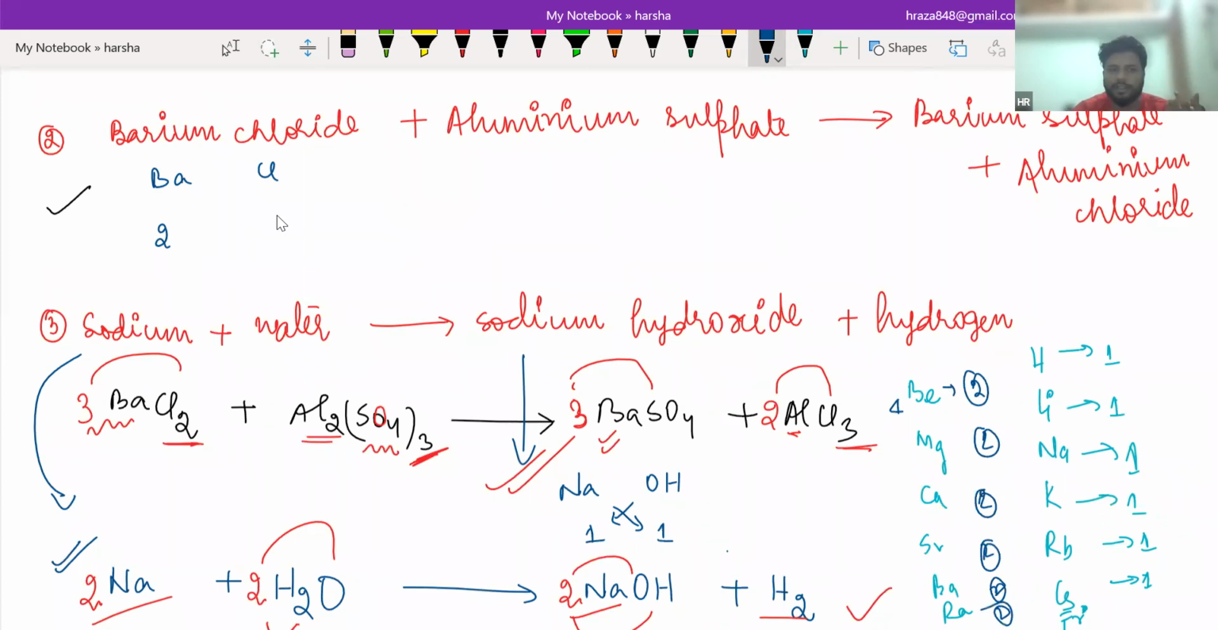And chlorine, you already saw it, it has 1. So just crisscross it, you will get the formula BaCl2. Again, aluminum sulfate. Can anyone tell me what is the formula of sulfate?